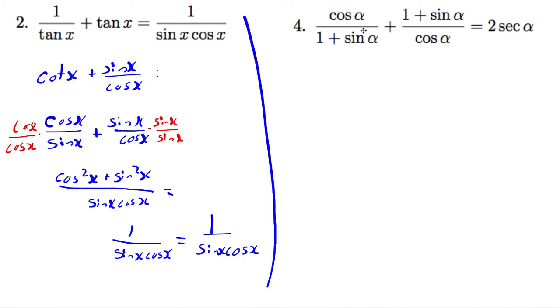So we have 1 plus sine of alpha. Oh boy, this is one I remember. And we get 2 secant of alpha. So sometimes it helps to think about what secant is. Secant is 1 over the cosine. So if we want to aim to get this to be 1 over the cosine, or 2 over the cosine.